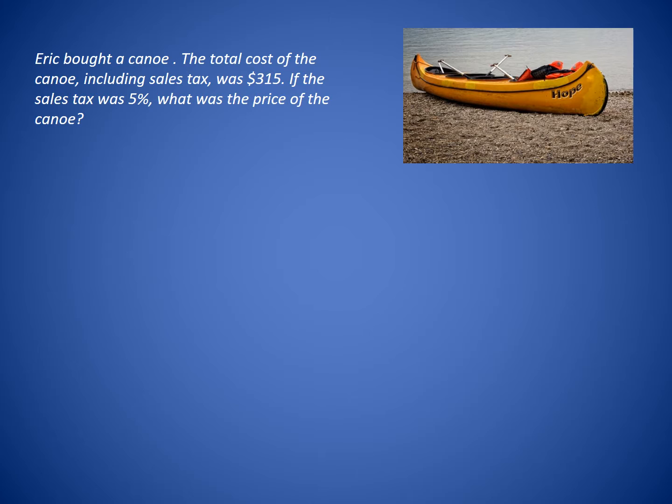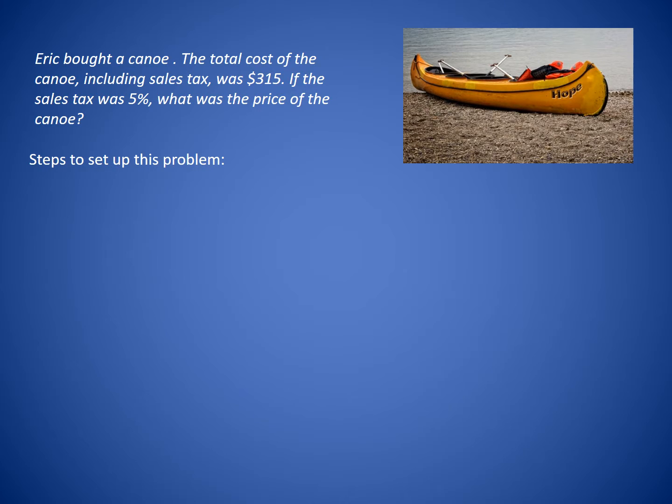Eric bought a canoe. The total cost of the canoe, including sales tax, was $315. If the sales tax was 5%, what was the price of the canoe? So this is a little bit different from those other two problems that we did. On those two, we were looking for the total cost. This time they tell us the total cost, and we have to figure out what the price of the item was, in this case the canoe. So let's just walk through. We're going to use the same process, and we'll see what we can do with this problem.